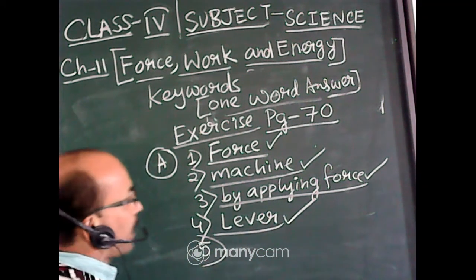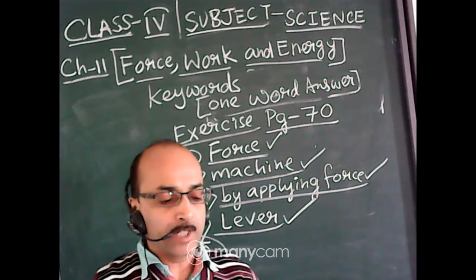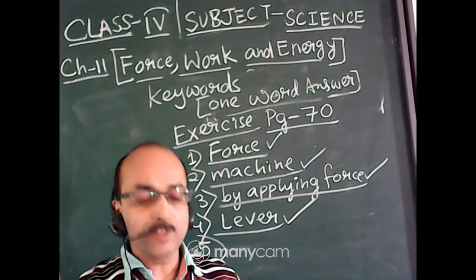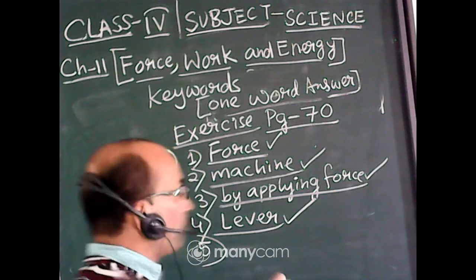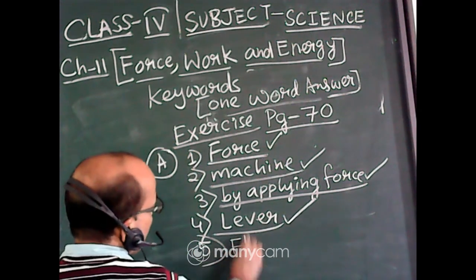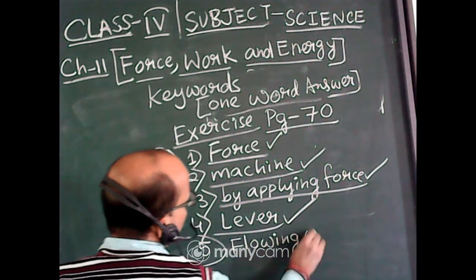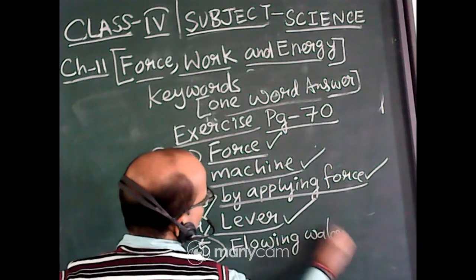And number 5, the last one. Hydroelectricity is produced by the energy of flowing water, wind, atom. It is flowing water.